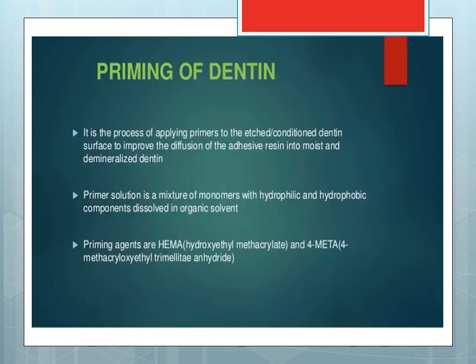Now, the next is the priming. The priming is the process of applying primers to the etched or conditioned dentine to improve the diffusion of the adhesive resin into the moist and demineralized dentine. The primer solution is a mixture of monomers with hydrophilic and hydrophobic components dissolved in an organic solvent. The priming agents are HEMA and META. So these are also monomers and they carry out the priming. They have a hydrophilic and a hydrophobic end, and they help in better adhesion.